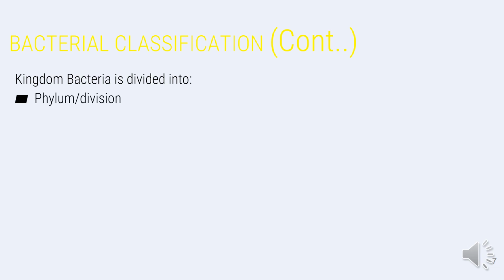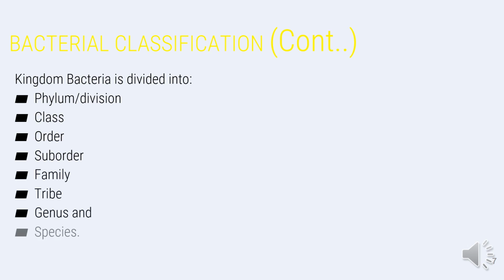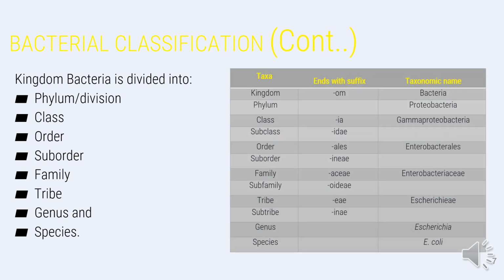Bacterial classification. So the kingdom bacteria is divided into phylum division, class, order, suborder, family, tribe, genus, and species. So this is how the bacterial kingdom is divided. The kingdom will end with the suffix -om, class with -ia, subclass with -idae, and so on. You can just go through it. These are self-explanatory, so I don't think I need to explain much on this slide.